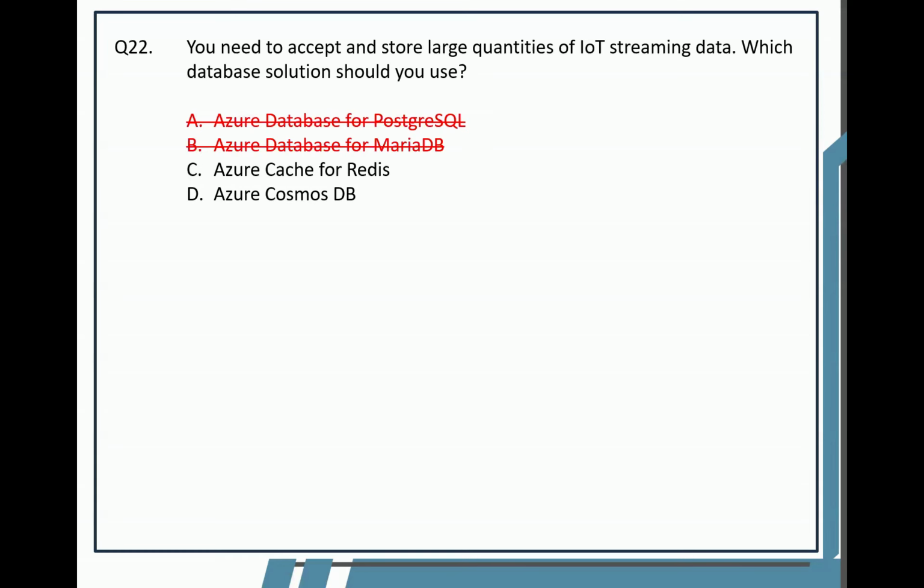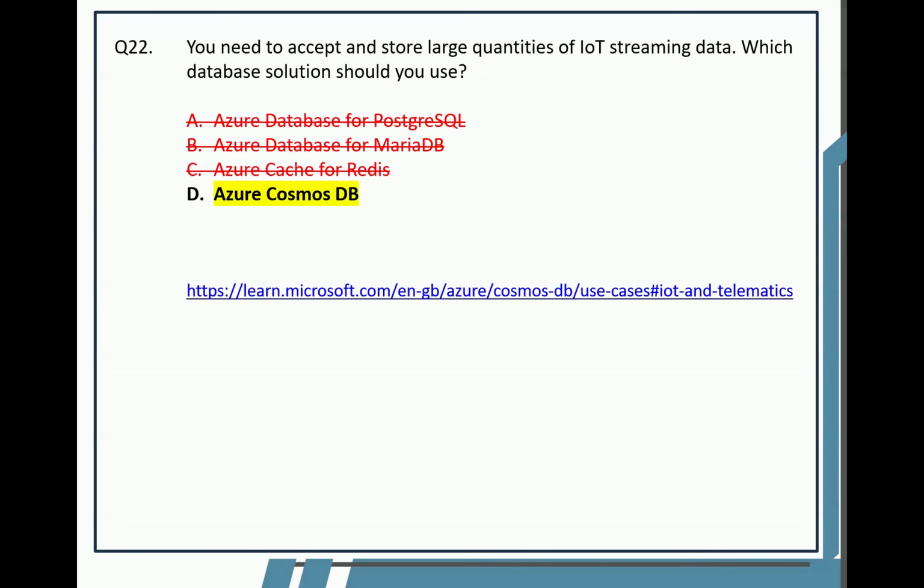This leaves us with the correct choice, that is Azure Cosmos DB, which is designed for massively scalable workloads and is excellent for IoT telemetry and streaming data. It supports high write throughput, low latency reads and writes, schema-less JSON data, and global distribution, which is commonly used with IoT Hub.